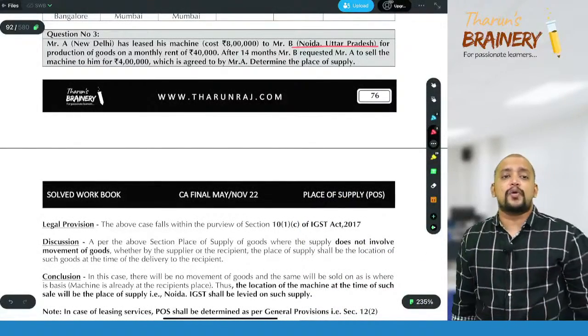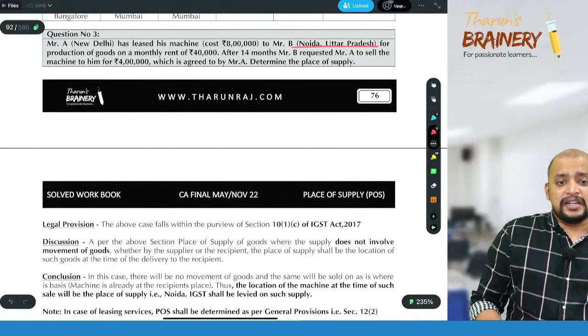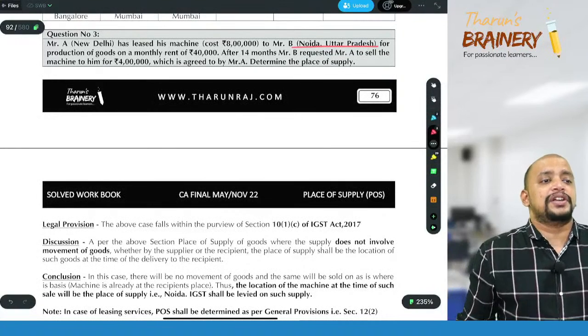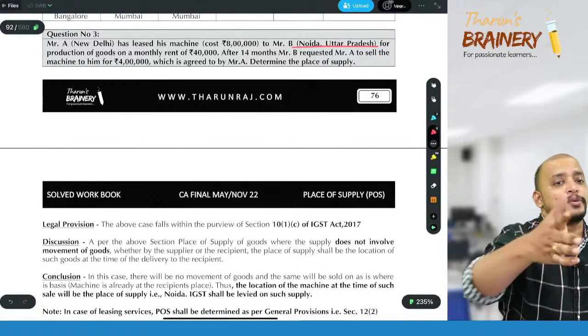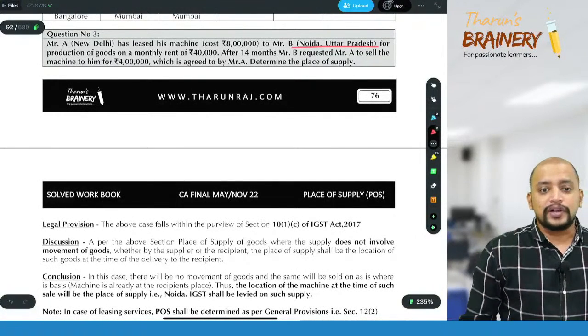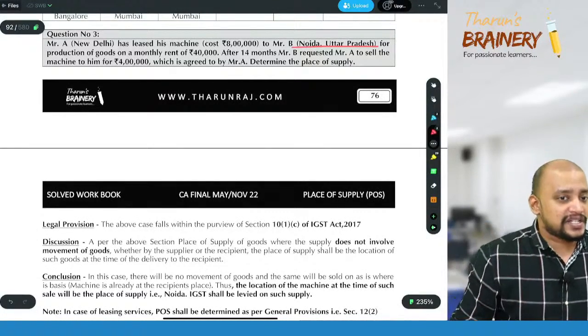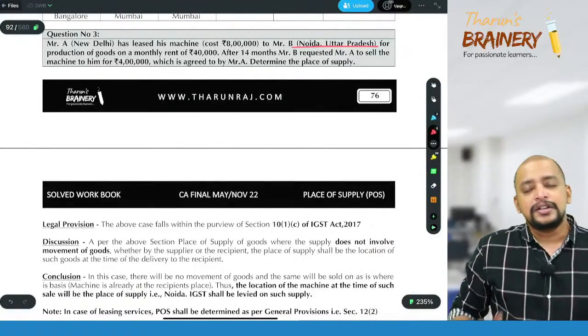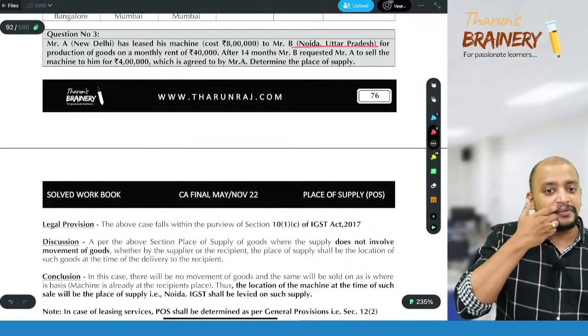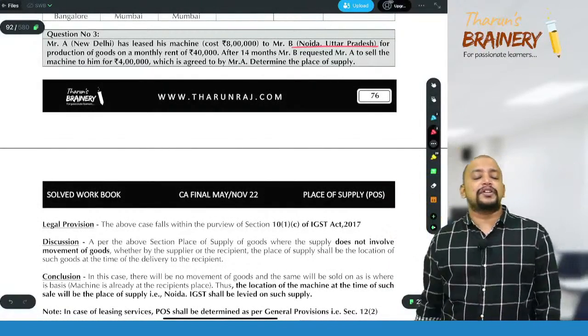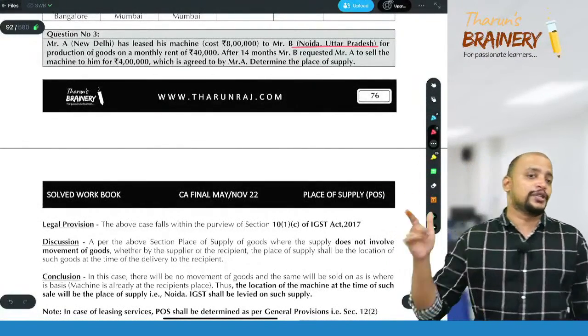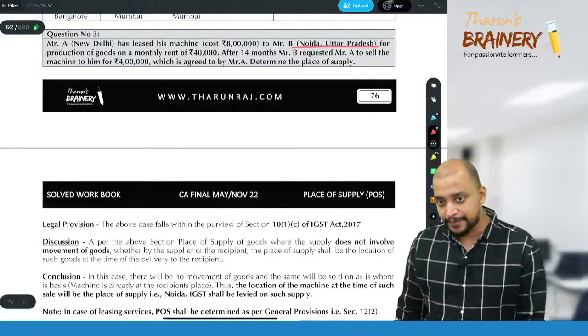Here delivery is by what way? Physical delivery? No, not physical delivery, it is constructive delivery, because they will just give the document. Sir, take it. Okay. So the title is just transferred, but the asset is already given. Therefore, in this case, the place of supply will be the location of goods at the time of delivery, which is Uttar Pradesh. That will be taken as the place of supply.